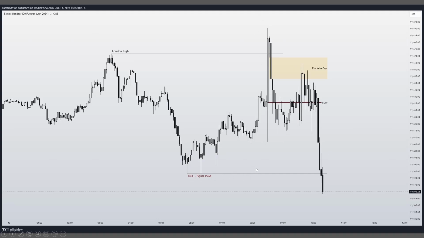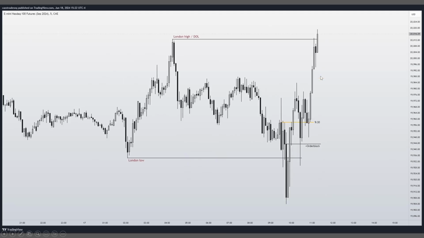So this is a complete model for a turtle soup in itself. You have your London high raid, then your draw on liquidity, your entry, and then you could have your stop loss at the top of the high, at the fair value gap high, candle high, wherever you like.